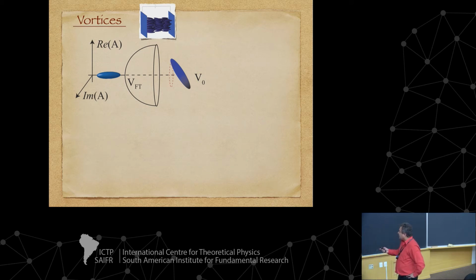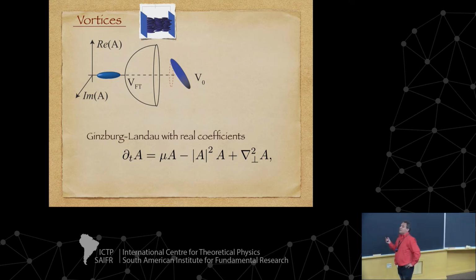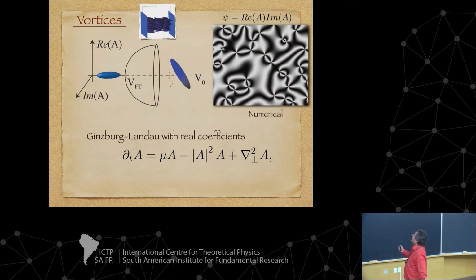The simplest model that describes this kind of bifurcation is the Ginzburg-Landau equation with real coefficients. When mu is negative, we have only the zero solution. If you plot the real and imaginary part of this amplitude, it's zero. But when this parameter is positive, we have a family of solutions. If you also couple this in space, you have this equation. With a numerical simulation of this equation, we can obtain this kind of thing.